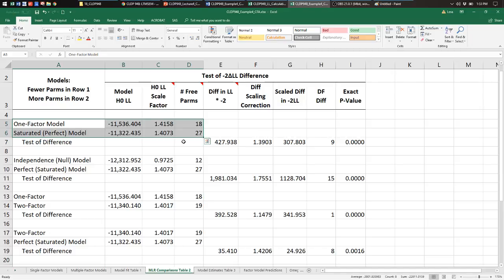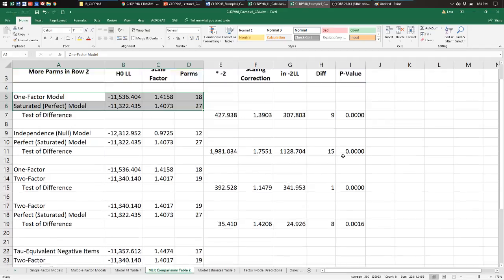So the 307, that's the test of how far off your H0 model is from H1, so it is significantly worse. It's a chi-square of 307 with 9 degrees of freedom. So it's the difference in the number of parameters that we're looking at here. The saturated model has 9 more things estimated.